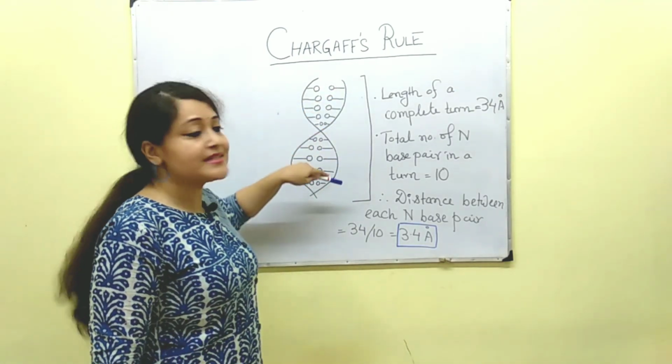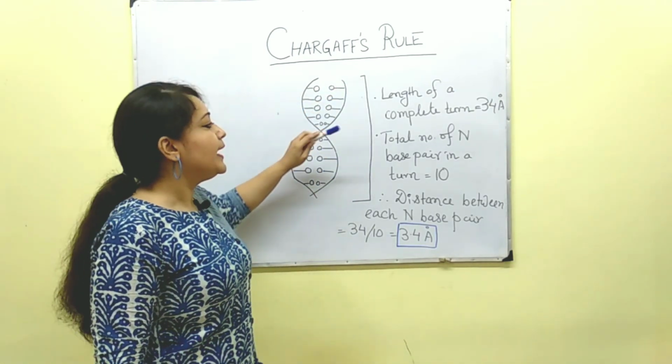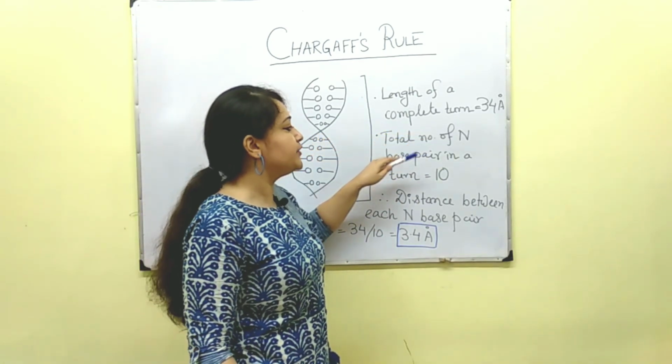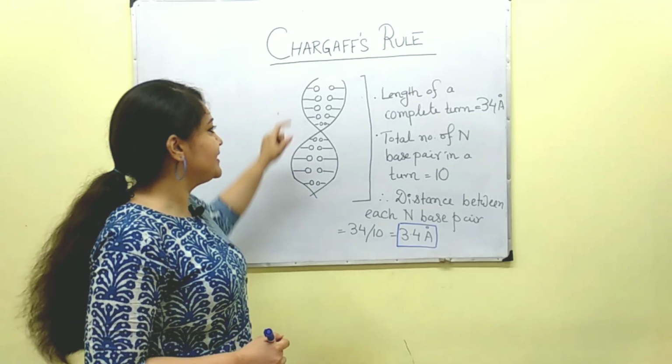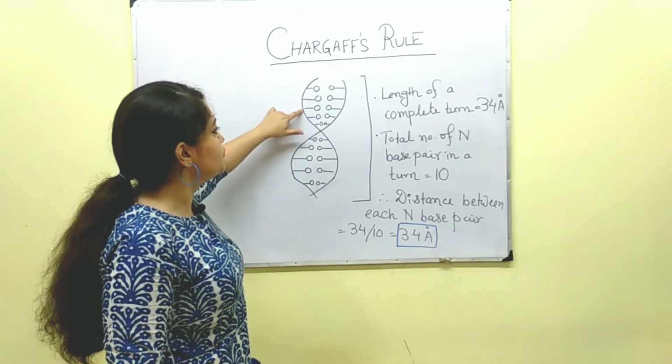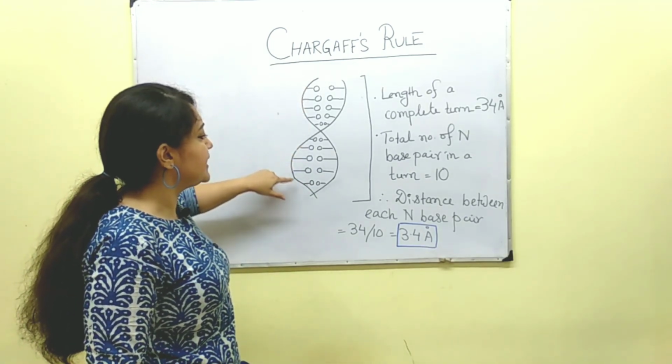So the length of this complete turn is 34 angstrom, and the total number of nitrogen base pairs in a turn is 10. You can easily count from here: 1, 2, 3, 4, 5, 6, 7, 8, 9, 10.